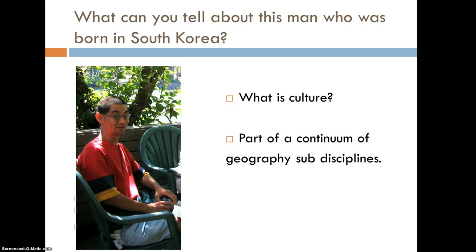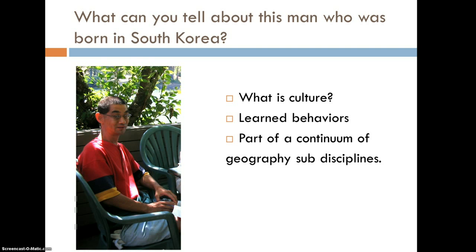When I show you this picture, this is a young man who was born in Seoul, Korea. I do this in my face-to-face classes, and we have a discussion about what kind of cultural traits you might expect this person to have. People say things like he might speak with an accent, or he might enjoy rice or kimchi, and it really brings us to the definition of what is culture. Culture is not the inherited traits. Culture is the learned behaviors.